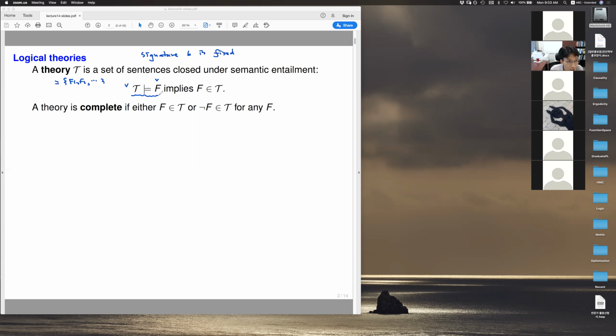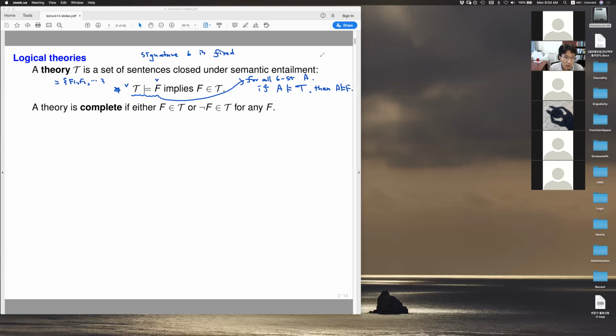The condition that I underlined means: for all sigma structures A, if A satisfies T, which means that A satisfies all the sentences in T, then A should also satisfy F. Intuitively this means the first order sentence F follows from this set of sentences in T. In order for T to be a theory, it has to be closed under this semantic entailment in the sense of the one that you see on the slide.